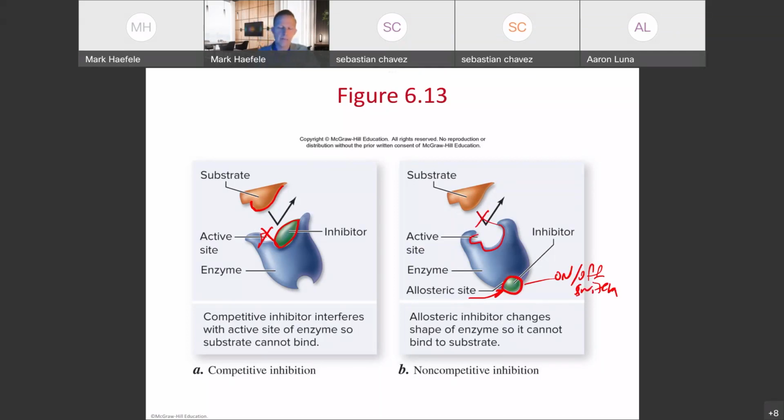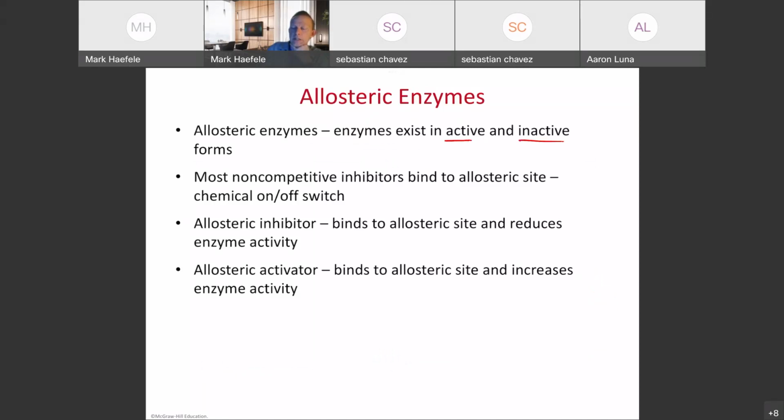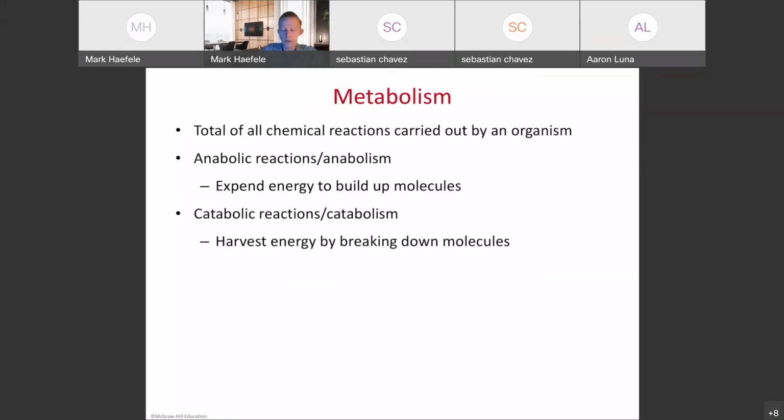Now we take a look at these allosteric enzymes. Because of their activation inactivation state, they basically exist as either an active or inactive form, right? This is basically going to be the on state versus the off state. That's kind of what that allosteric regulator does for us. And so the inhibitor then will bind to this off-site region, and it shuts down the enzyme, whereas the activator will actually increase your enzyme activity. So you can have allosteric inhibitors and you can have allosteric activators, just like a normal inhibitor activator situation.